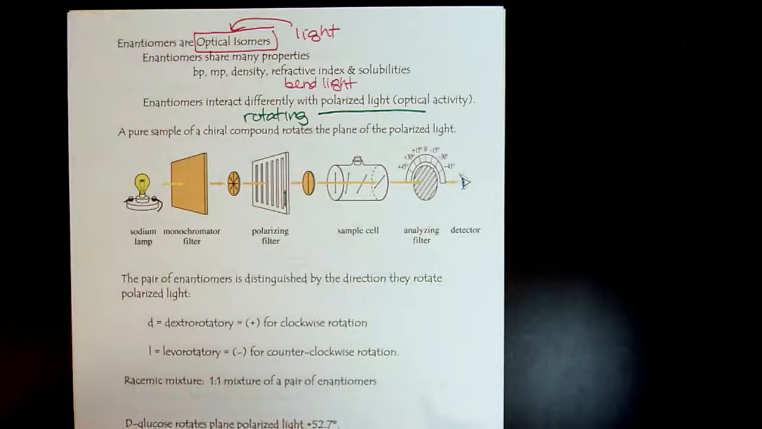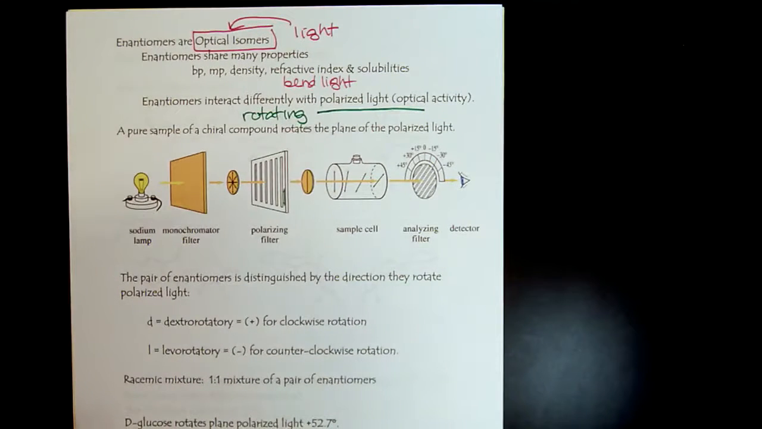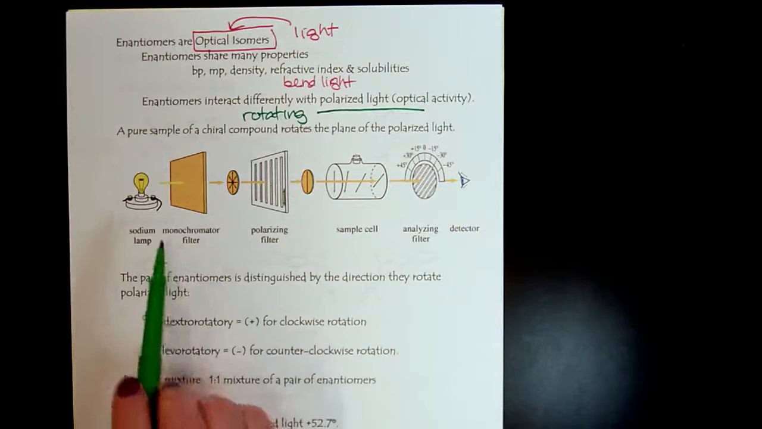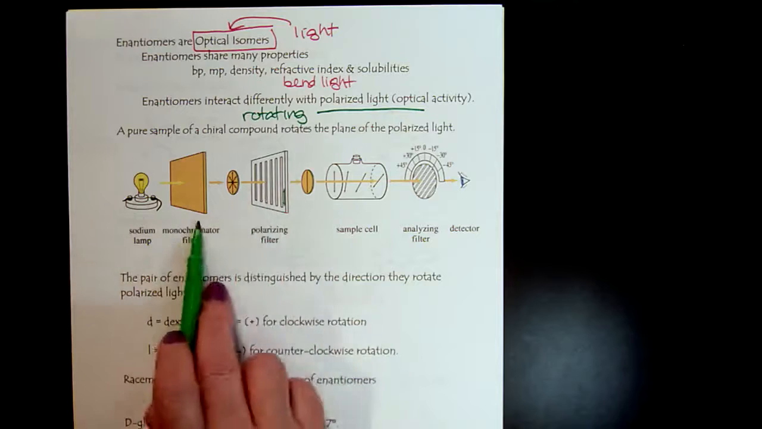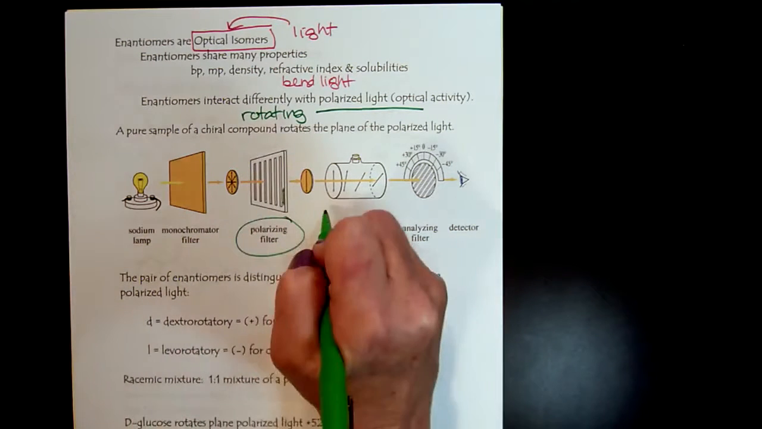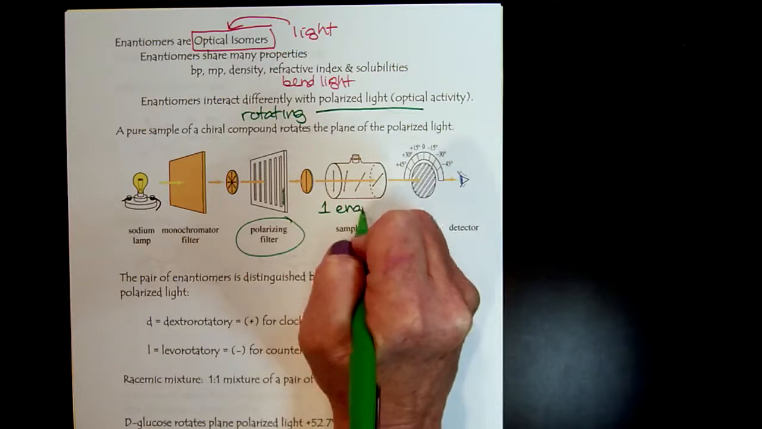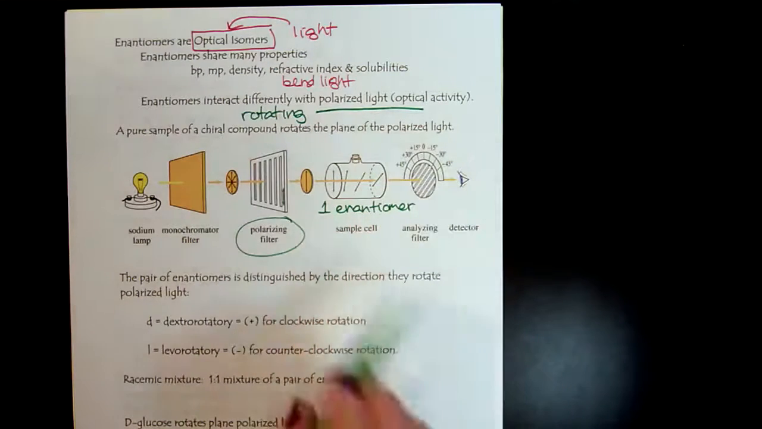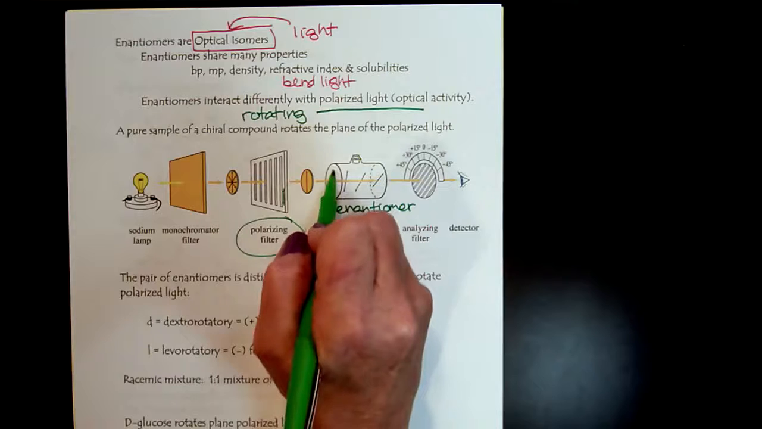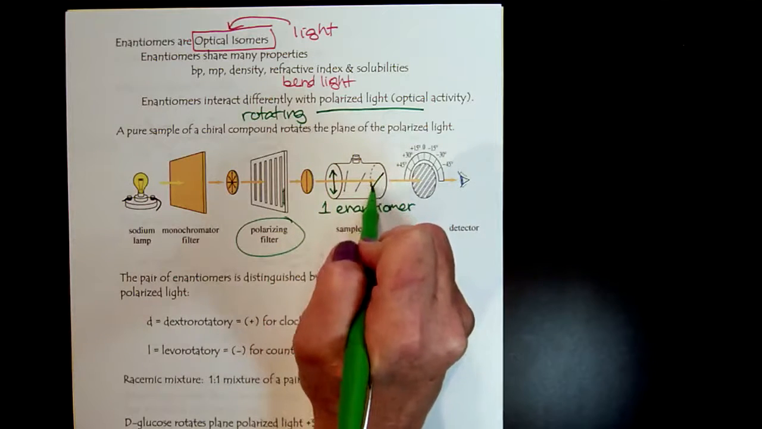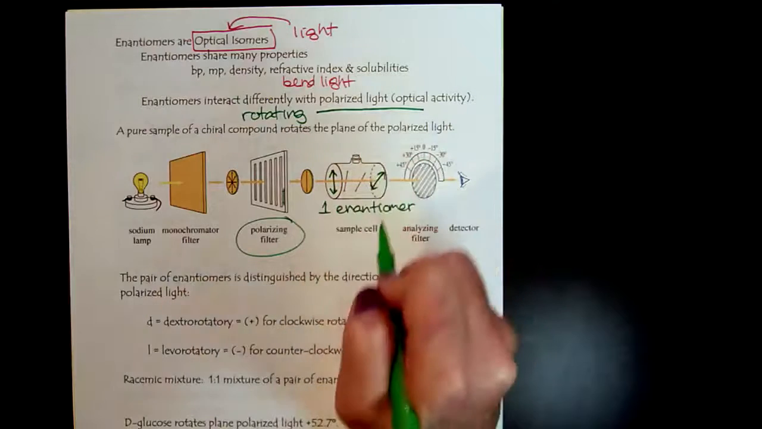Quite literally, Louis Pasteur was sitting there with some tartaric acid, and tartaric acid exists as a pair of enantiomers, and he noticed that there was something happening with the light. Ultimately we were able to do experiments where we could take light and put it through a polarizing monochromator and then a polarizing filter. If we had just one enantiomer, not the pair, we could measure that the light was rotated. Here it was vertical, up and down, and now we see that it's been rotated. So the light is rotated.